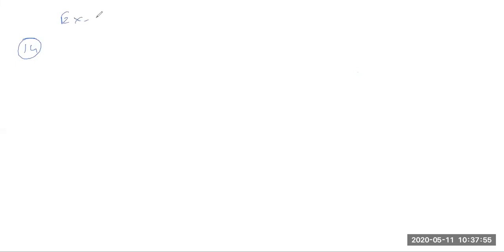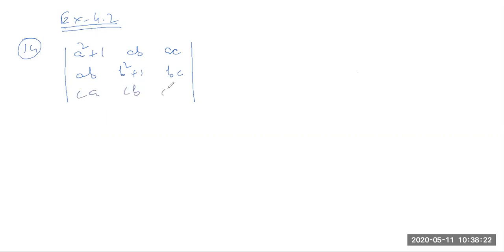So this is exercise 4.2, right? And question number 14 we are given. The question is the determinant with first row a square plus 1, AB and AC. This side we got AB, B square plus 1 and BC. And next is CA, CB and C square plus 1.